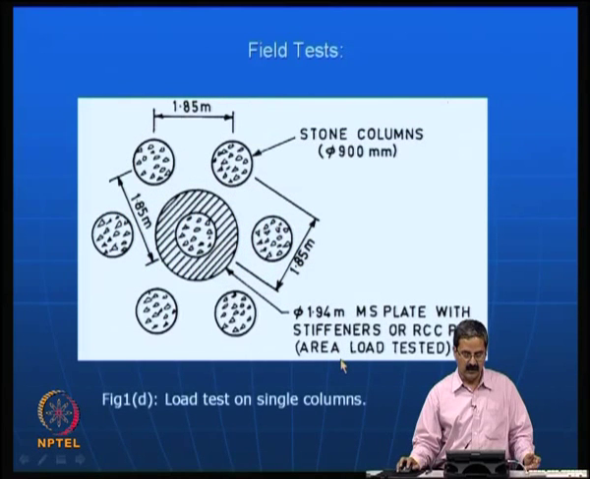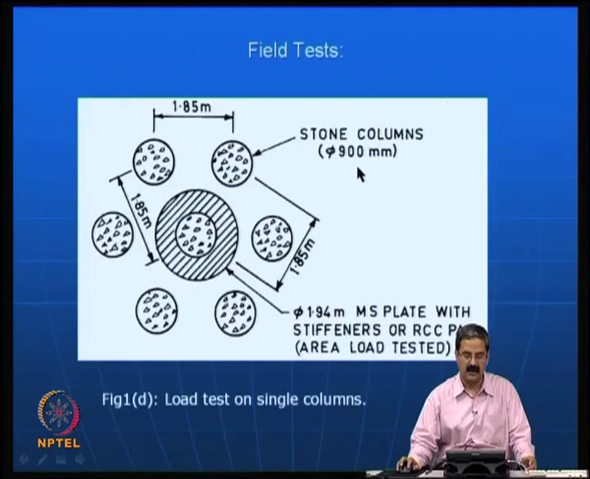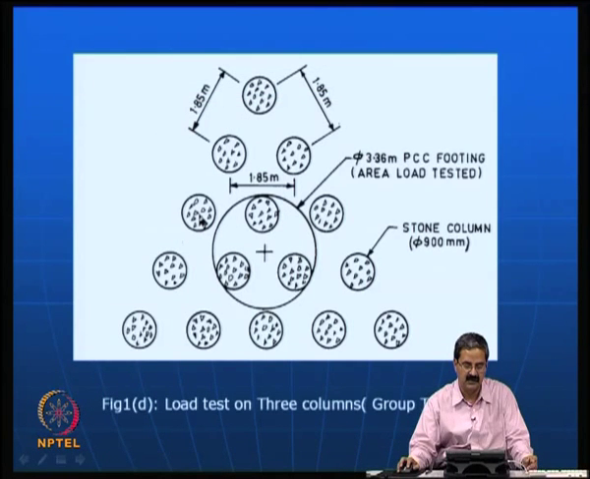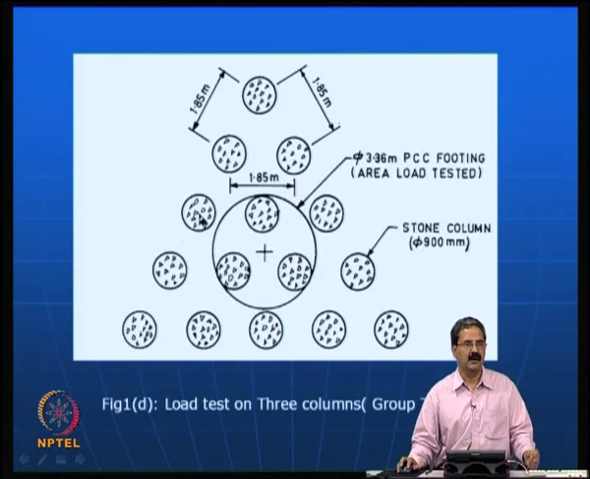And how do you conduct the plate load test? For example, on a single column, maybe 900 mm is the diameter of the stone column, and 1.85 meters is the spacing between the stone columns. So, you have a 1.94 mild steel plate with stiffness, or an RCC pad, and then this area is load tested. That is what the code says, and you can get the load displacement curve. Once you get the load displacement curve, you can calculate the ultimate load.